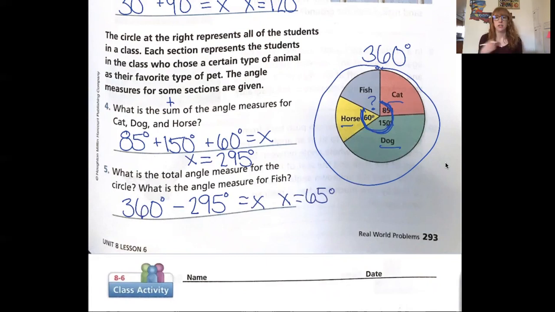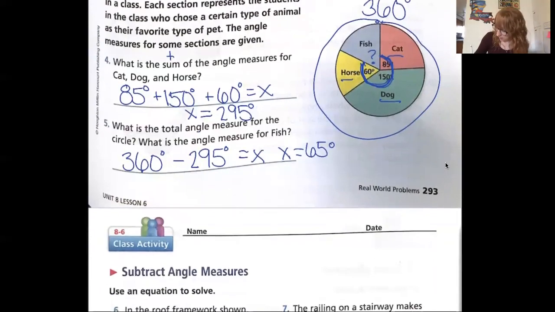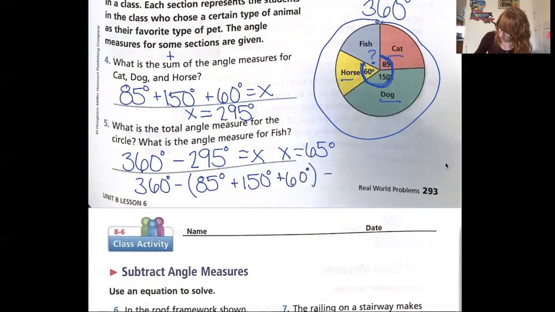Now, if we wanted to do each of the steps in our equation, we can take 360 degrees and subtract from it the equation that we used in number 4: 85 degrees plus 150 degrees plus 60 degrees. And that should give us the same answer if our math is correct.